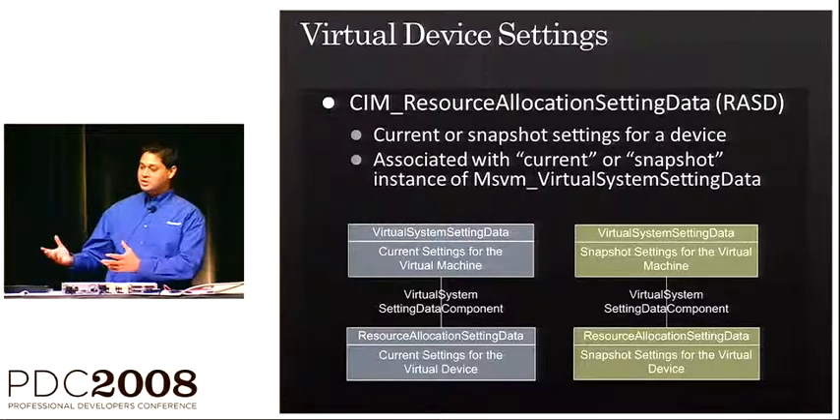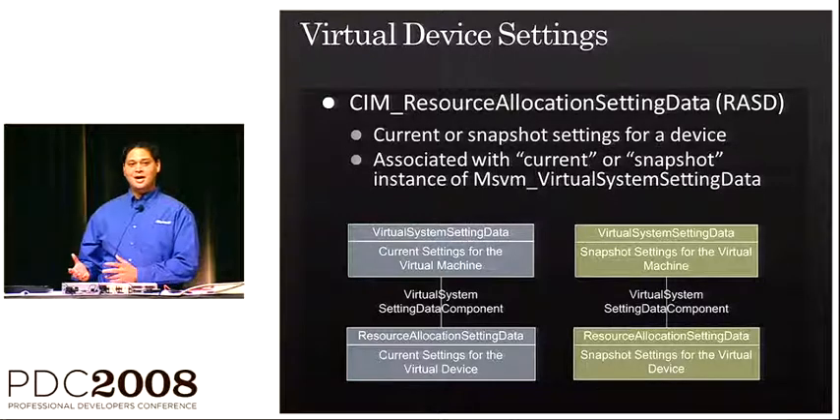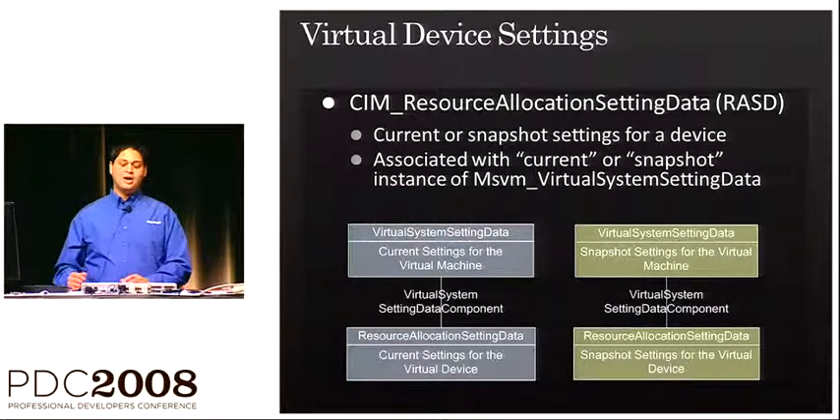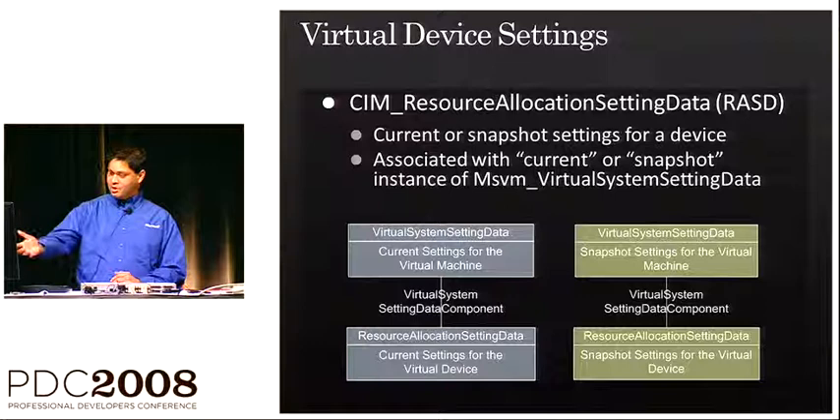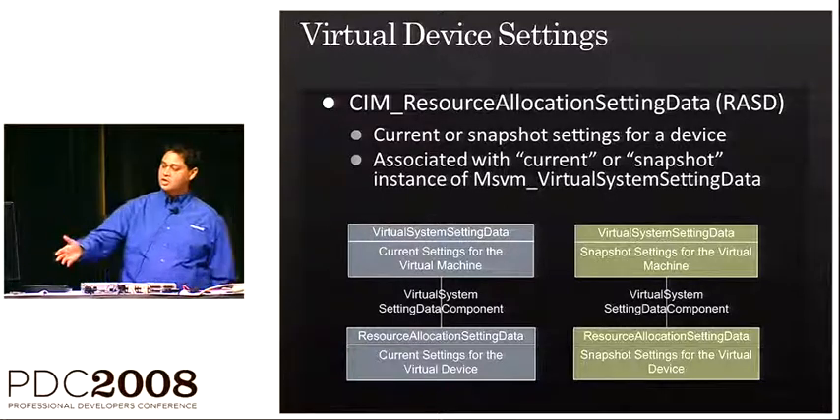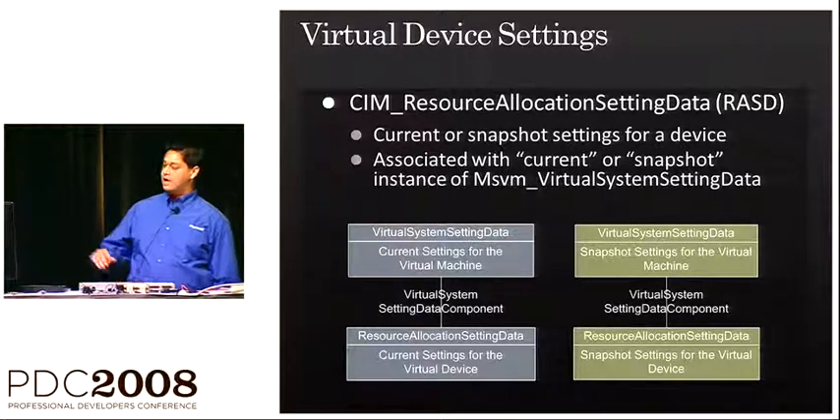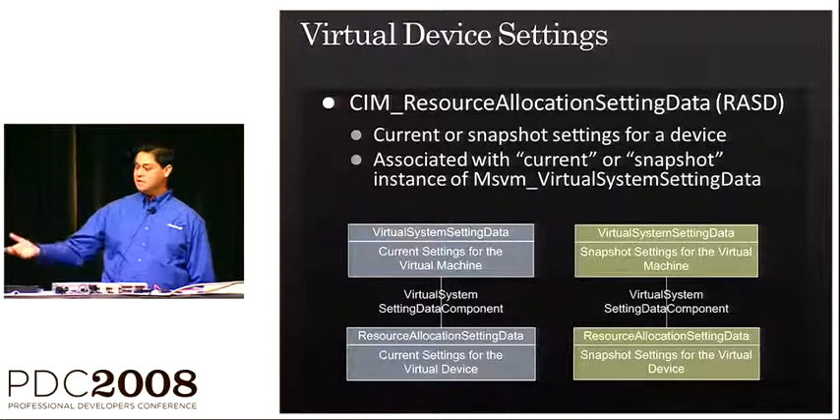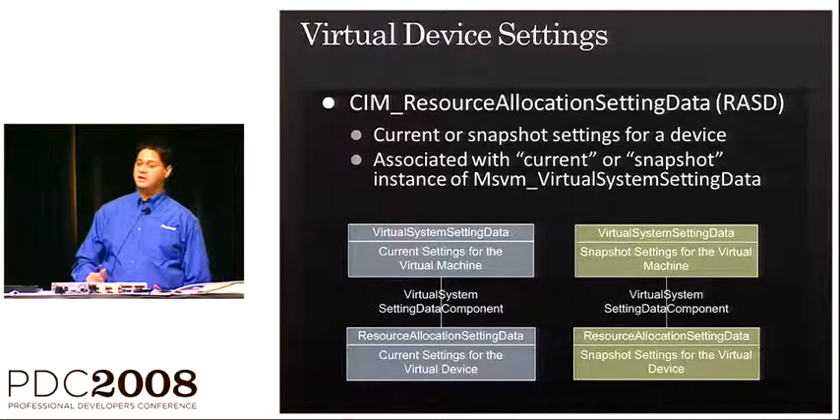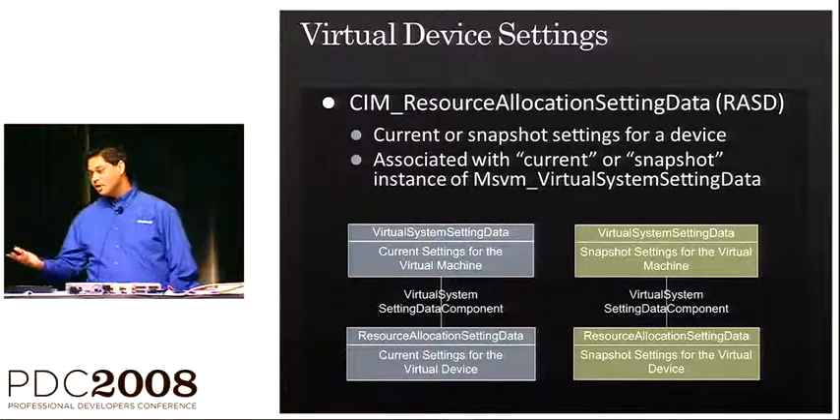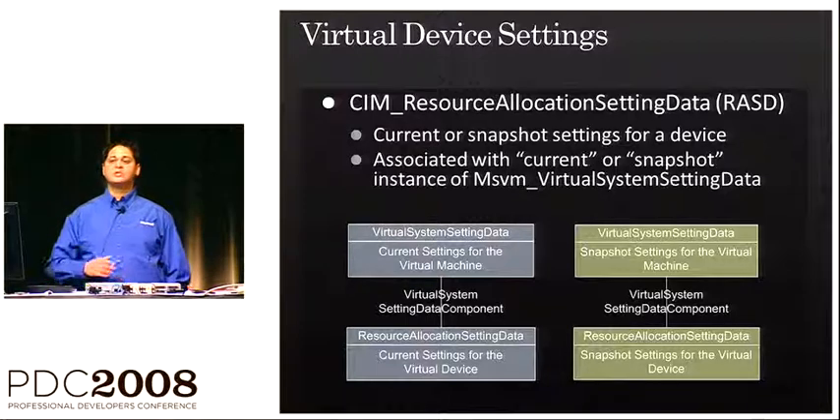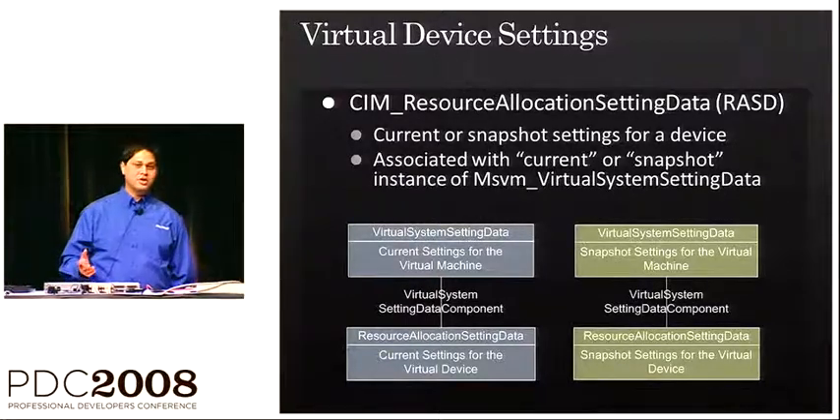Well, unfortunately, for the resource allocation setting data, there's no such distinction. On the left side, you'll see the current resource allocation setting data, and on the right side, you'll see a snapshot instance of a resource allocation setting data. And they're both associated with the VSSD via the same association class. So, again, everything's contextual. Everything requires that you use associations in order to figure out exactly what you're looking at.